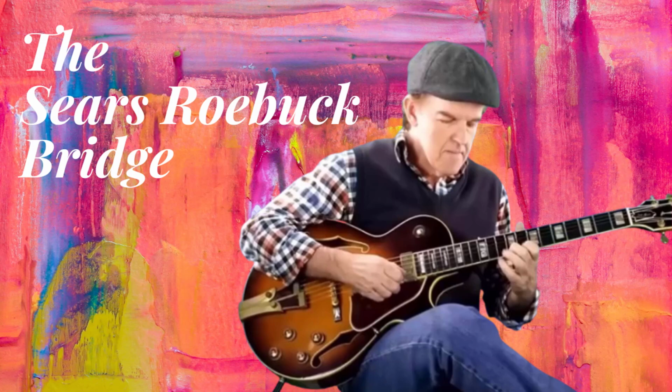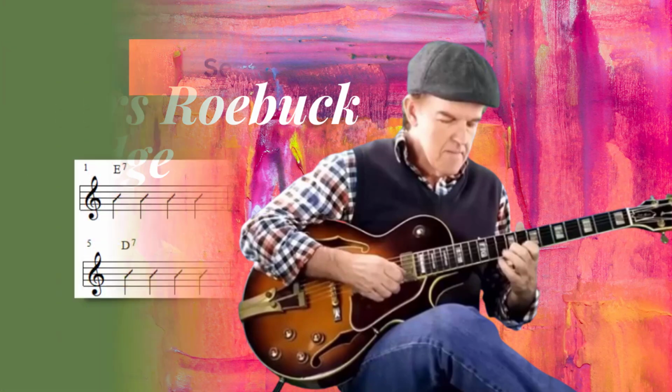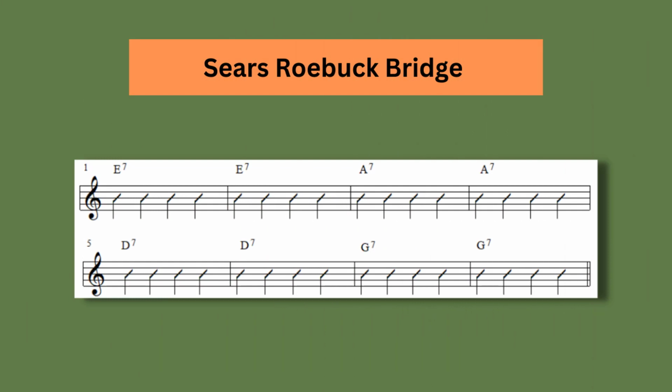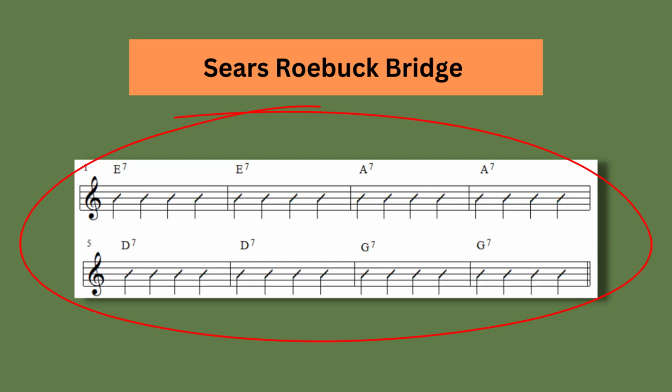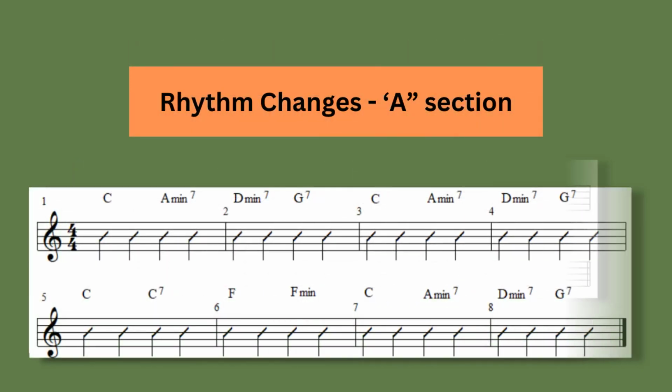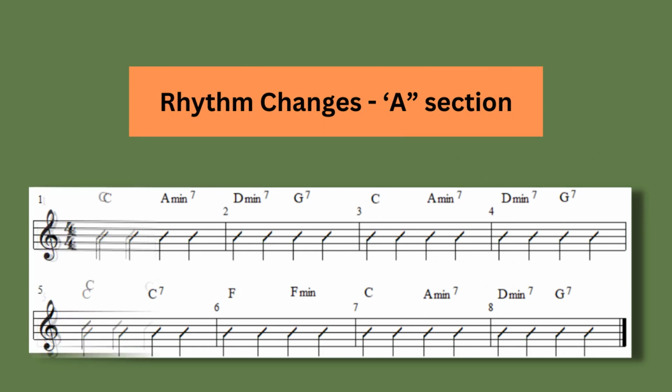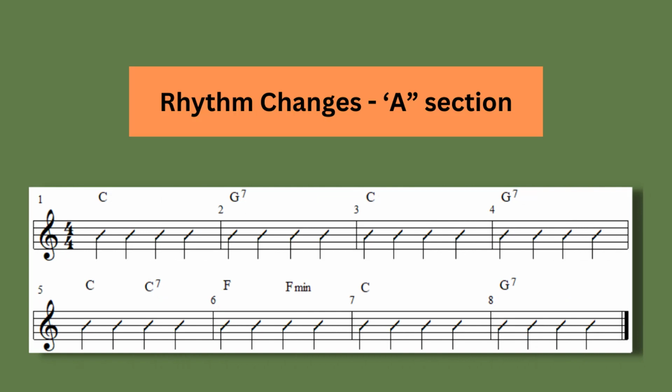Hi, I'm Mike Hayes and you've just been listening to what musicians often refer to as the Sears Roebuck Bridge. They're referring to the chord progression for the B section of I Got Rhythm. There are many variations to this bridge and we'll be covering quite a few of them later on in this video. In our last session, we were creating a chord melody arrangement using the basic set of chords of the tune I Got Rhythm, and we were using these chords as a background template.